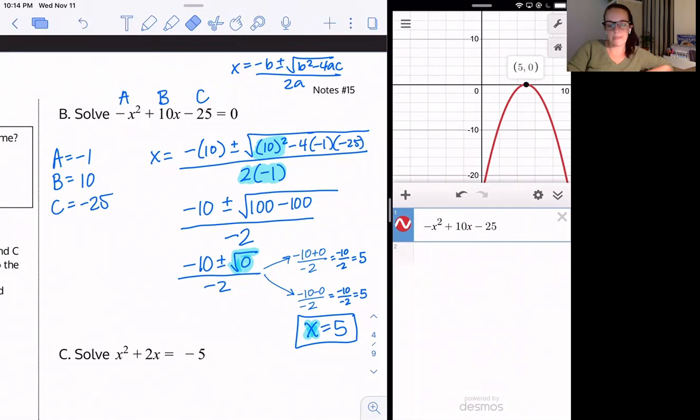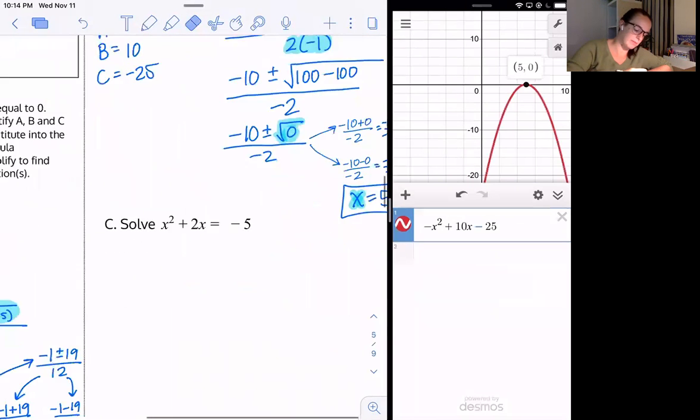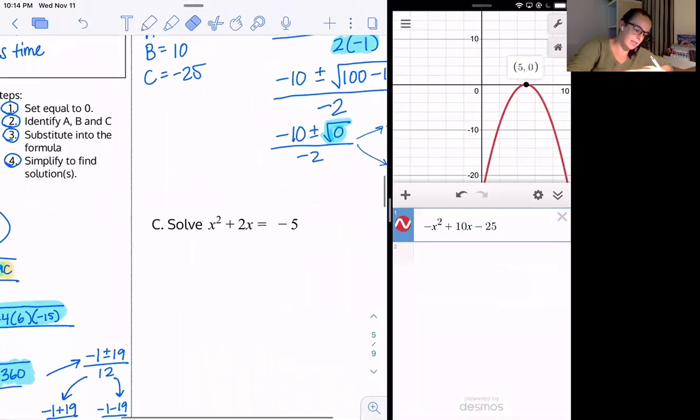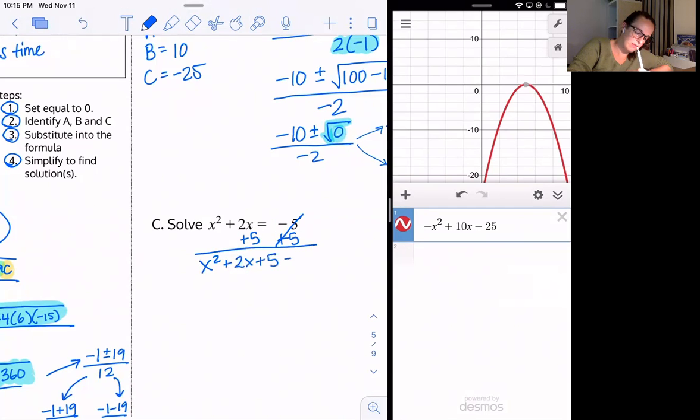Cool. All right. Okay, one more. We can do it. One more. All right, so we're going to set it equal to 0. So I see it's not equal to 0, it's equal to negative 5. I'm going to go ahead and add 5 on both sides. That's going to give me x squared plus 2x plus 5 equals 0.